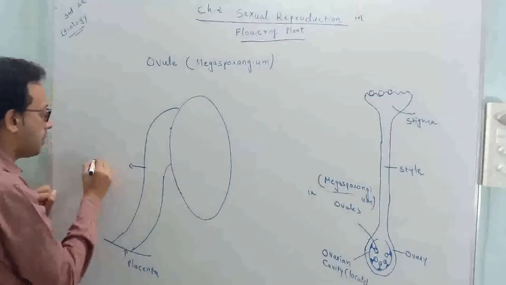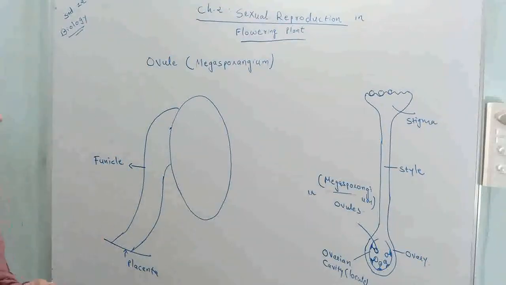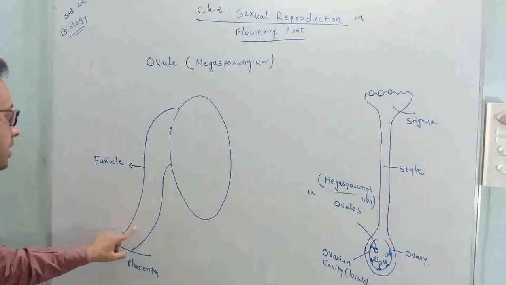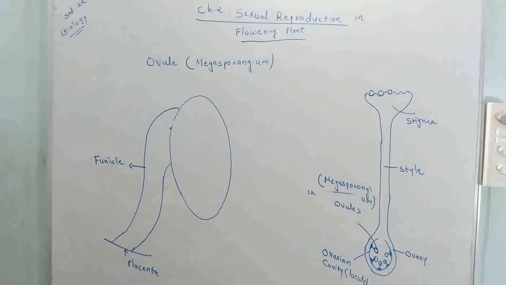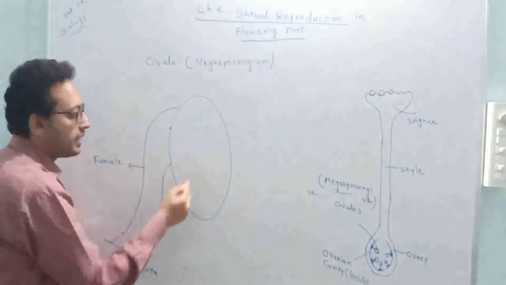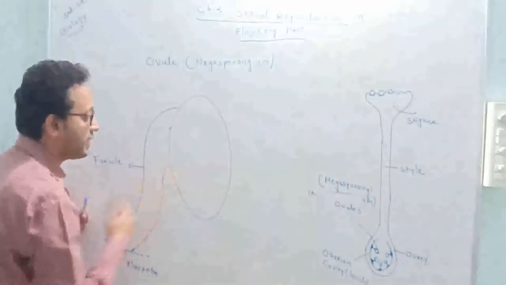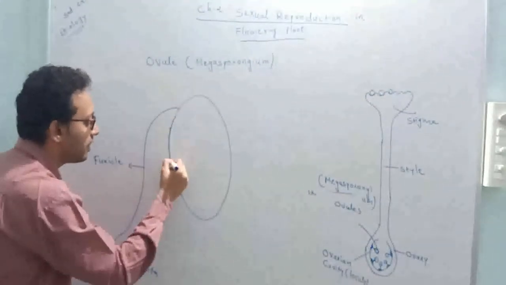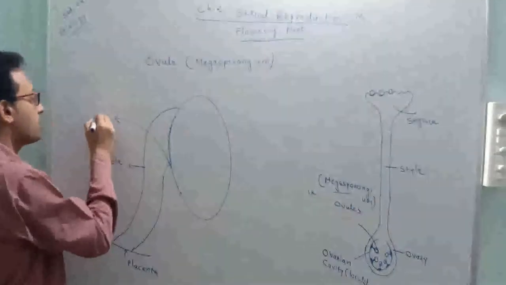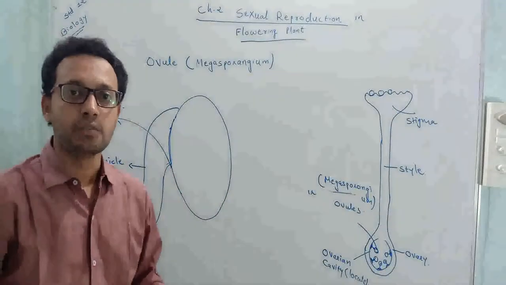This stalk is called funicle. Clear? So what is a funicle? The ovule is attached to a placenta by a stalk-like portion. This stalk-like portion is called funicle. Next, this funicle attaches to an ovule at a certain part of the ovule. This part of the ovule where the funicle attaches is called hilum. What's it called? It's called hilum.